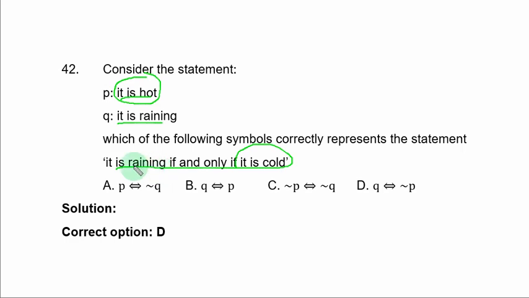So it is raining, we look for Q first. Q is here, but there's no negation there, so we must look at where we have Q. Negation P means it is cold. So it is cold is the opposite of it is hot. So D is the correct option.